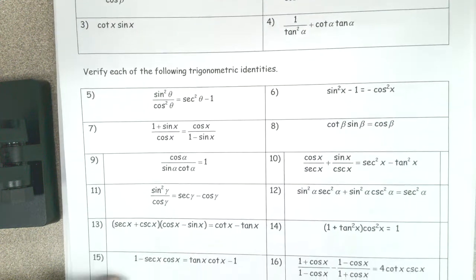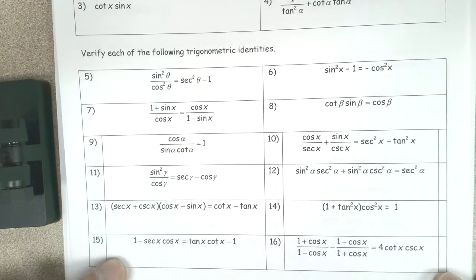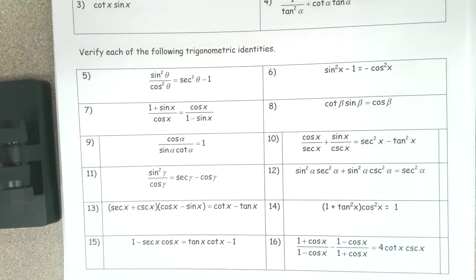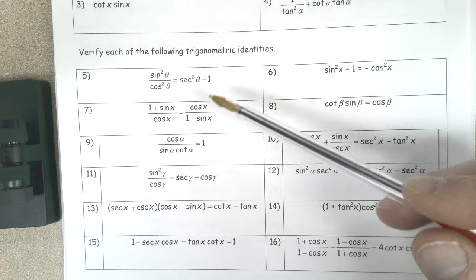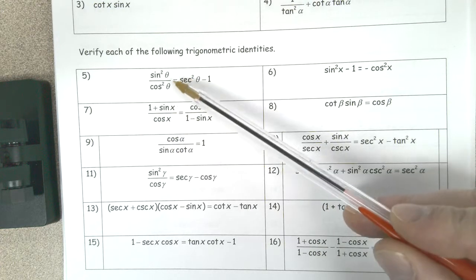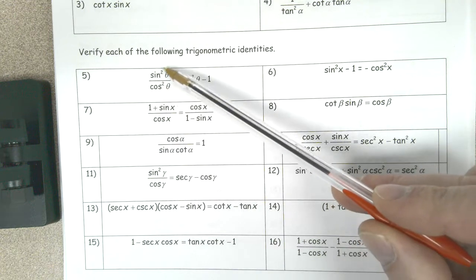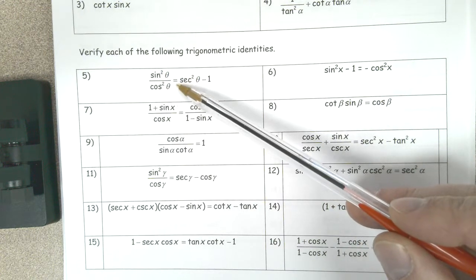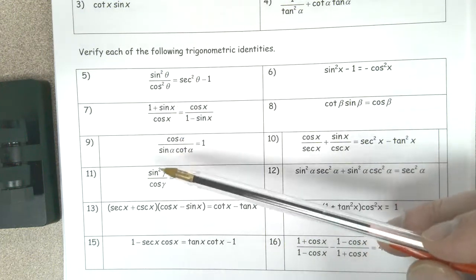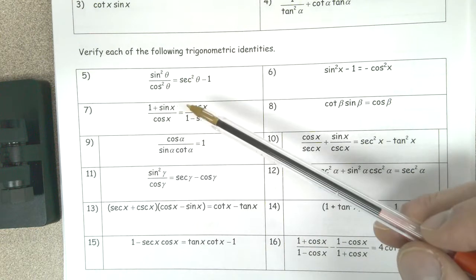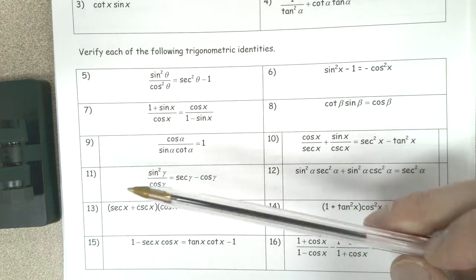Okay, so the focus is on us verifying these trigonometric identities. When you look at these problems, you should notice a little bit of a difference in the way the problems are set up. You're given information on each side of an equal sign, so it's more or less an equation. And what we're trying to do is verify the equation.